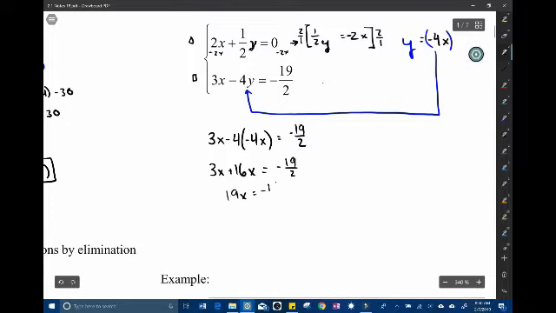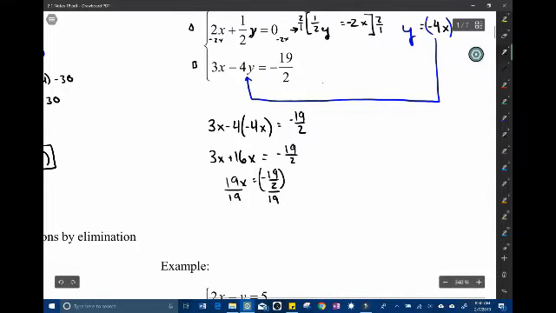19x equals negative 19 over 2. Divide each side by 19. Be careful if you do this in your calculator: negative 19 halves divided by 19. And you should just get negative 1/2. The 19s would cancel out. So x equals negative 1/2. Okay, substitute that back in to find y. y is equal to negative 4 times negative 1/2. That is due to this equation. And y is equal to 4/2, or 2.